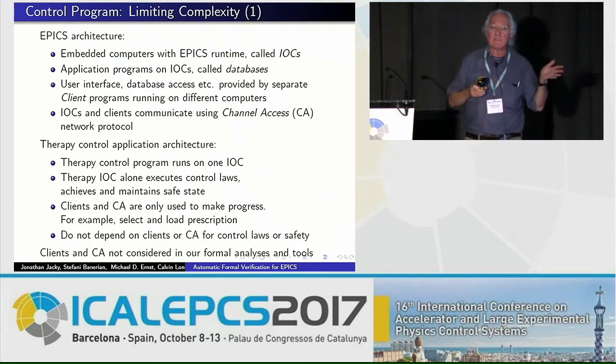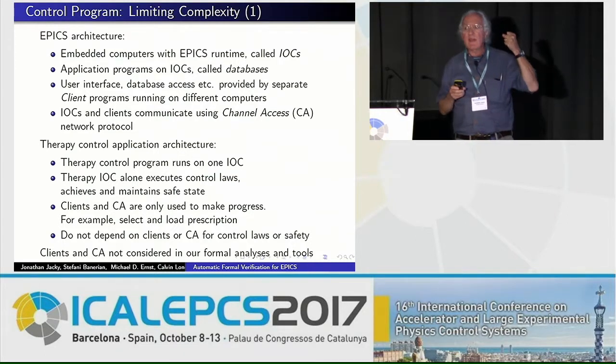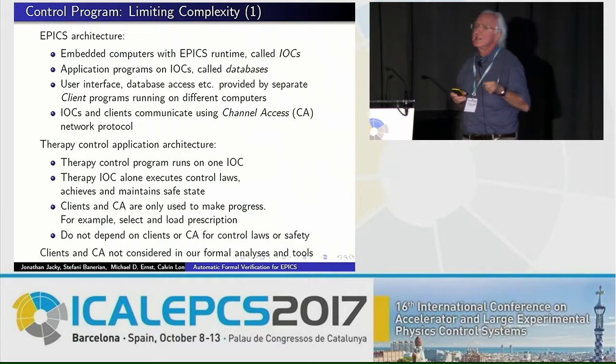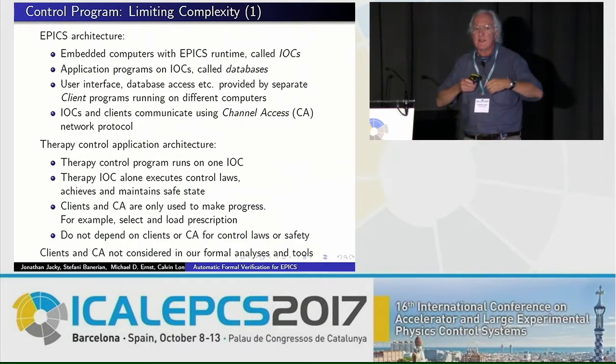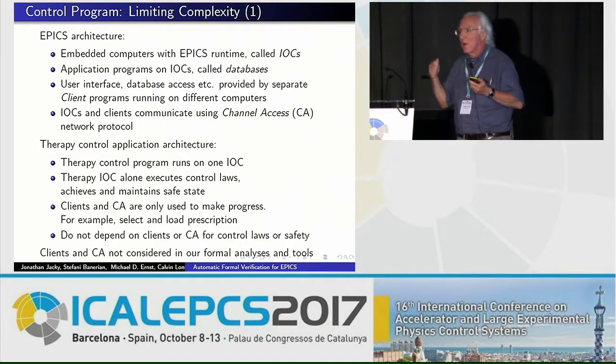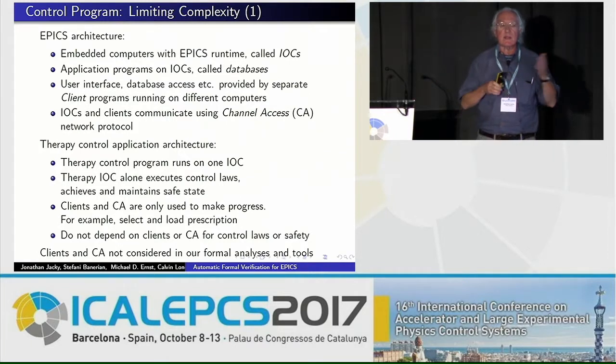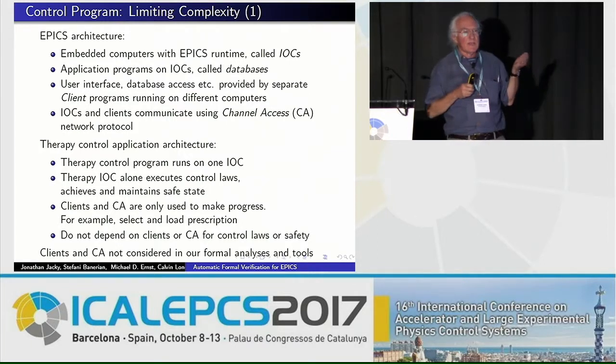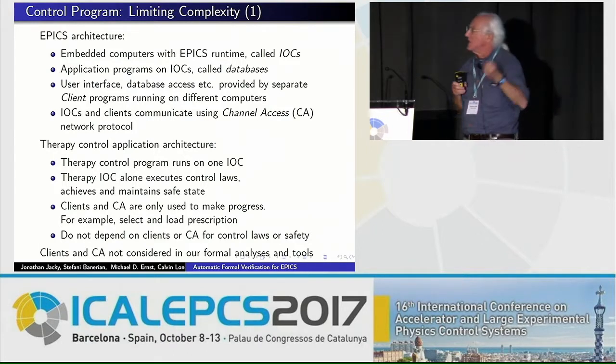So, to review the EPICS architecture, you have these embedded computers called IOCs. The programs that run on the IOCs are called databases. All the other stuff, the user interface, the data management, is done on other programs called client programs, which run on other computers. And then the clients and the IOCs communicate using a network protocol called channel access, or CA.